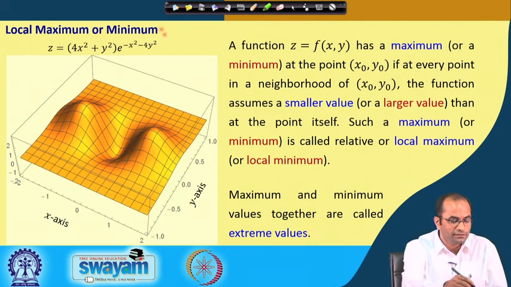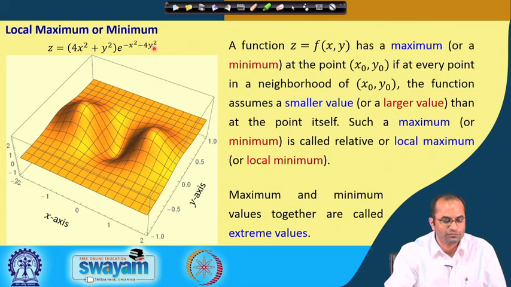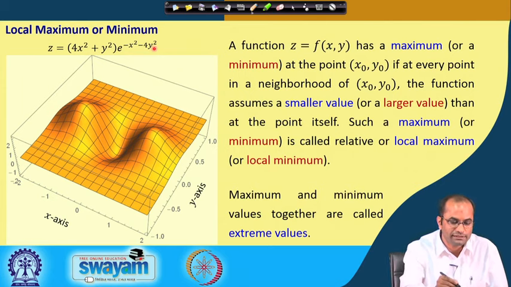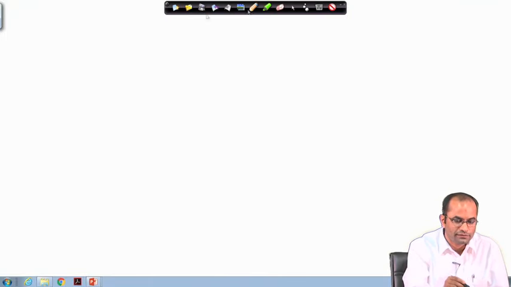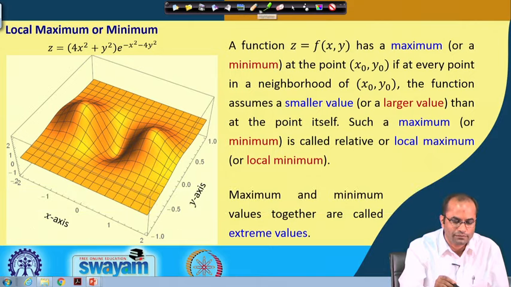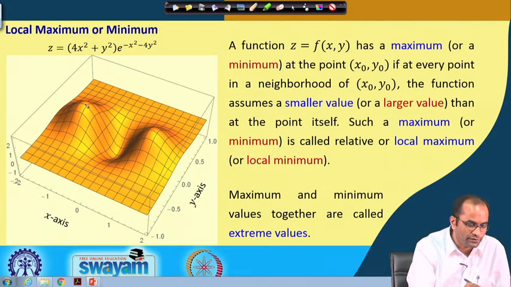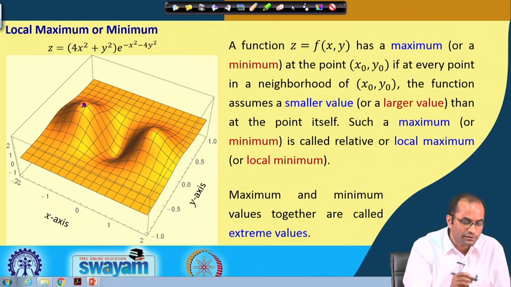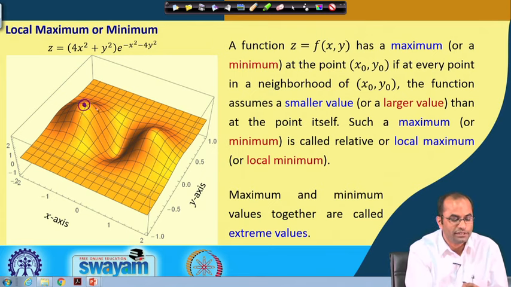So here is the plot or the surface of z equals 4x squared plus y, and e to the power minus x squared minus 4y squared, and we can see here clearly, at this point for example, the function in the neighborhood of this point is taking smaller values than at that point itself. So here this is a maximum locally, so we call this local maximum.